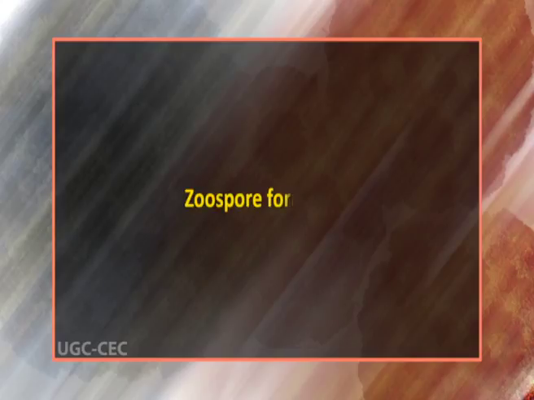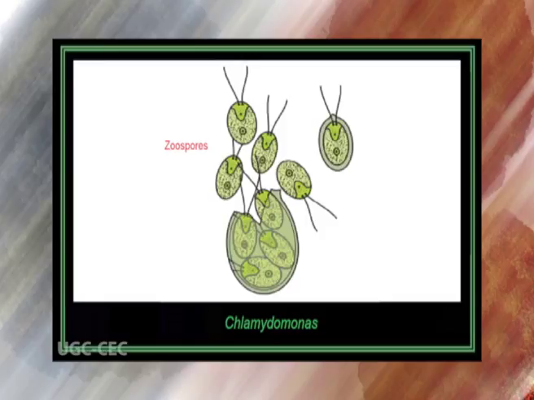Chlamydomonas reproduces asexually as well as sexually. Asexual reproduction occurs during favorable conditions and involves formation of zoospores, applanospores, hypnospores and palmella. First, zoospore formation. Chlamydomonas forms zoospores during favorable conditions.